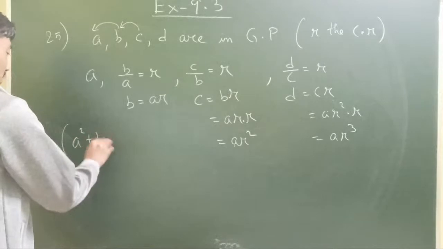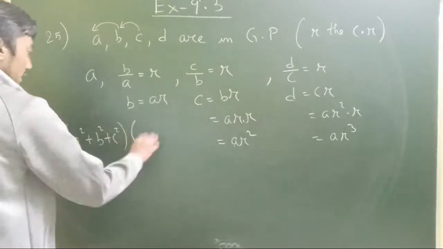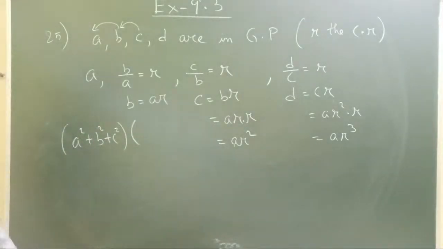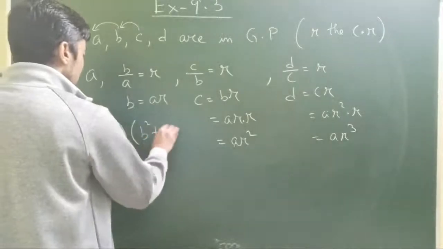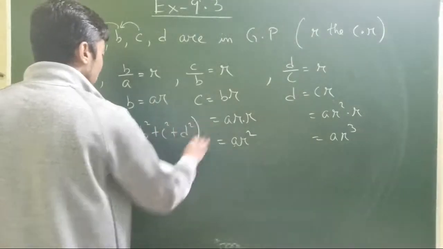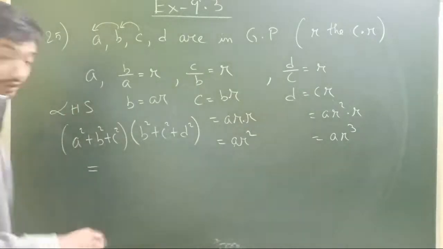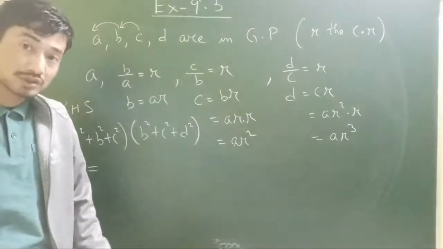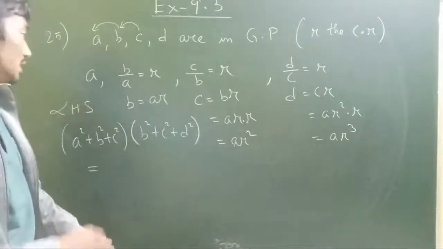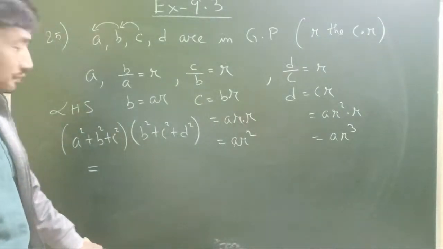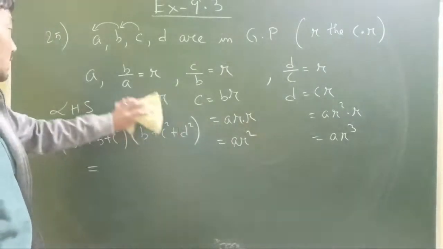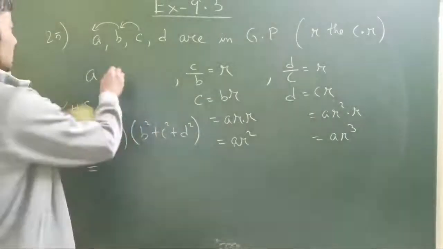Now what they are trying to tell us is prove that (A square plus B square plus C square) into (B square plus C square plus D square), let's say this is the left hand side, is equal to the right hand side. So the right hand side also we will solve. Let's first go to the left hand side.